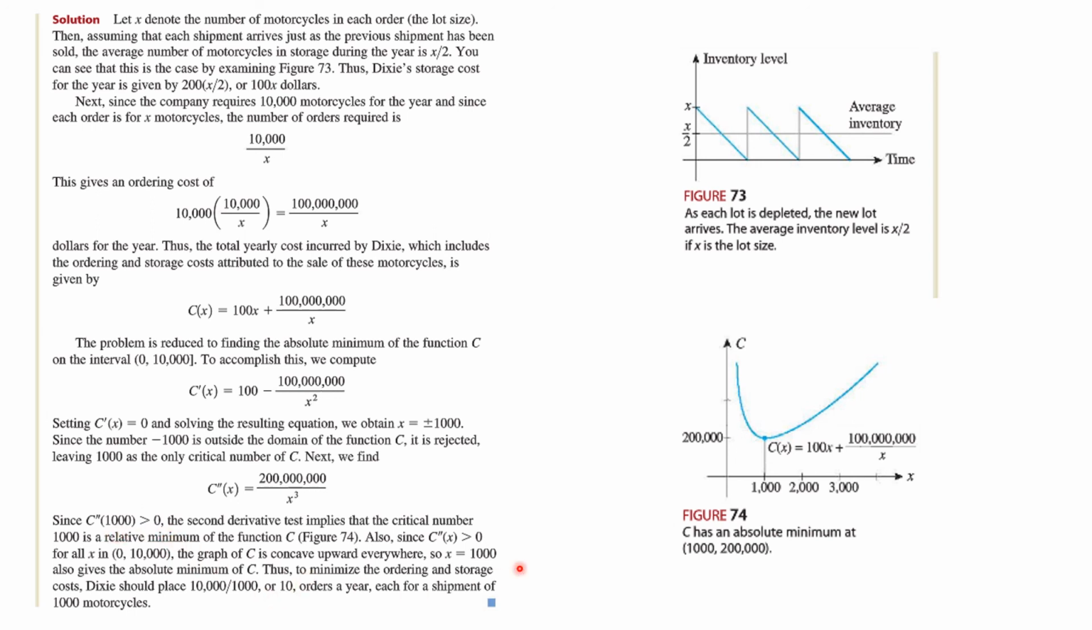So X equal 1,000 gives us the absolute minimum, and so to minimize ordering and storage cost, they should do 10 orders a year, each for a shipment of 1,000 motorcycles. And here you can see the graph of that function. You see that indeed that is the minimum.